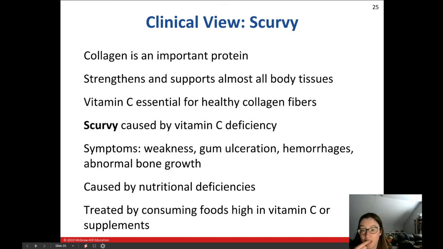And so they would get things like bleeding gums, they become weak, they'd have hemorrhaging and abnormal bone growth, because if you didn't get vitamin C from oranges or even green leafy fresh vegetables, then you can't make collagen correctly. And so it's usually caused by a nutritional deficiency. This can be treated by consuming foods that are high in vitamin C or vitamin C supplements. So bring your lemons and your oranges with you on your pirate ship.